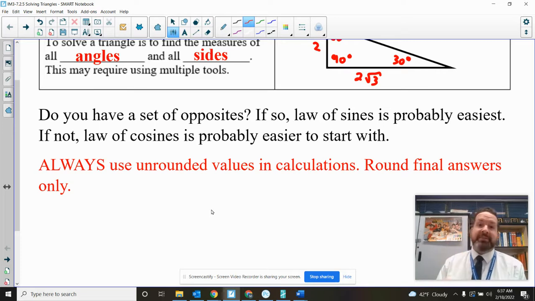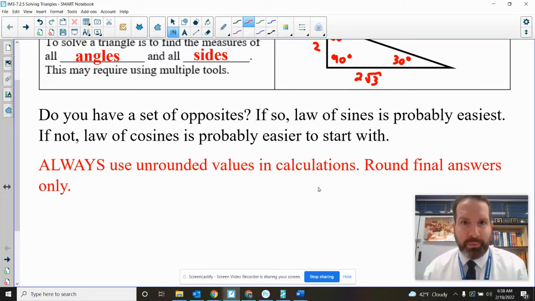If you don't have a set of opposites, then you don't have a choice, and law of cosines needs to be where you start. A final note, we're going to use unrounded values when we do our calculations. Because if you round, you're introducing a little error, and if you then use that number to find other numbers, that error gets propagated, which isn't what we want. So we're going to do our rounding only for final answers.